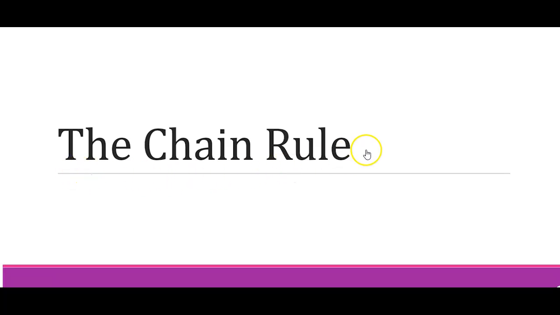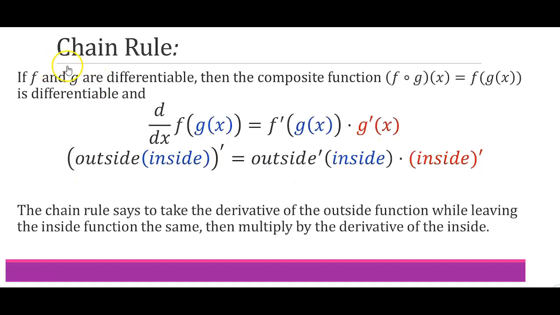The chain rule. Let's take a look at the chain rule. If f and g are differentiable, then the composite function, f composed with g of x, which equals f of g of x, is differentiable, and the derivative with respect to x of f of g of x is equal to f prime of g of x times g prime of x.